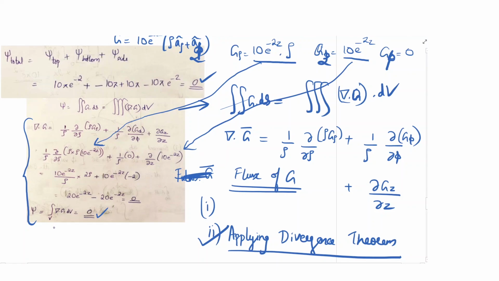How to apply the divergence theorem? First, you calculate the divergence del dot G. Second step, you take psi as the volume integral of del dot G dv. So in these two steps, you can calculate the flux by applying the divergence theorem.